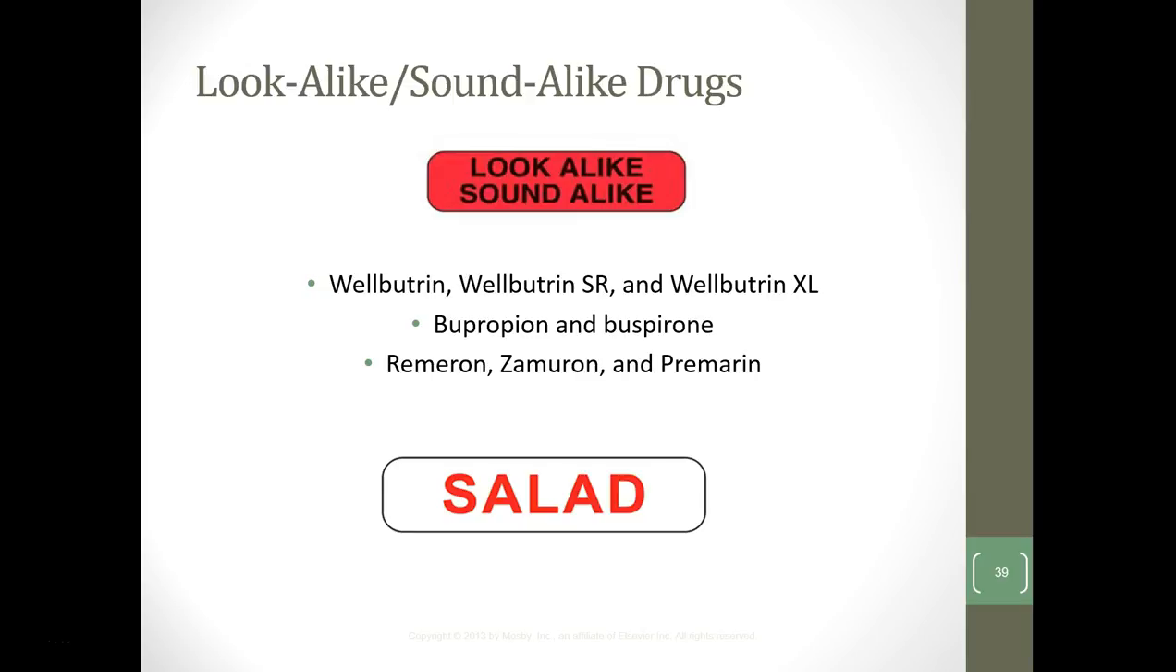So your sound-alike lookalikes, be careful of all your Wellbutrins. There's that whole list. Then we have the bupropion and buspirone, which we talked about in the previous chapter. So bupropion is Wellbutrin, and buspirone is Buspar, which is an anti-anxiety drug. And then Remeron, Zamiron, or Premarin. So lots of sound-alike lookalikes.